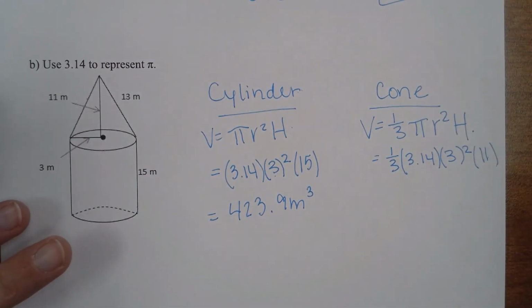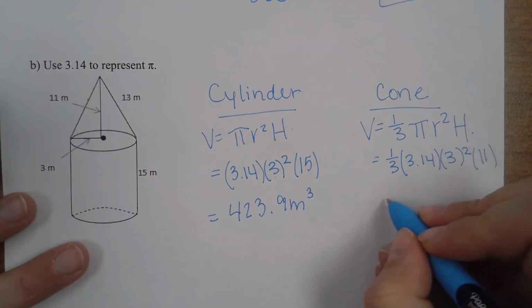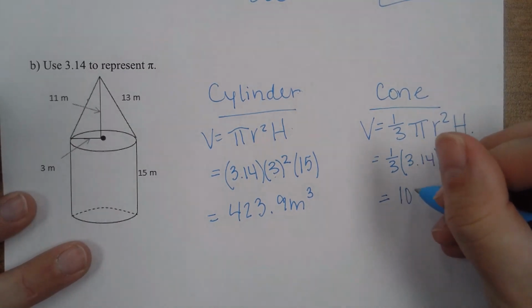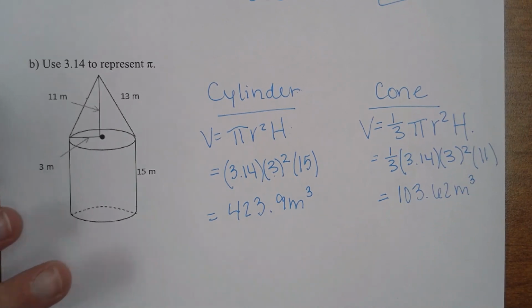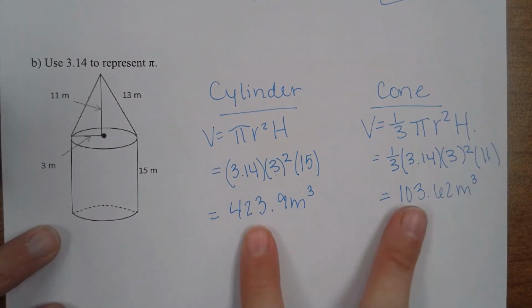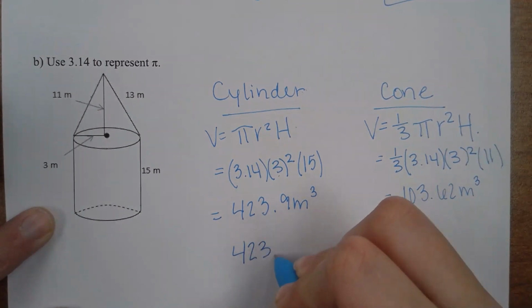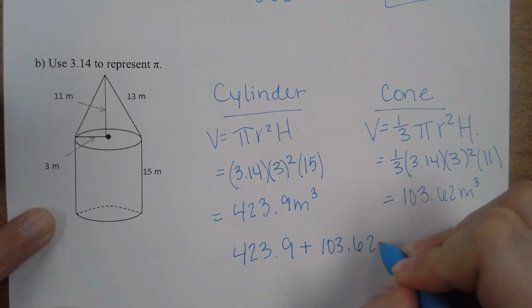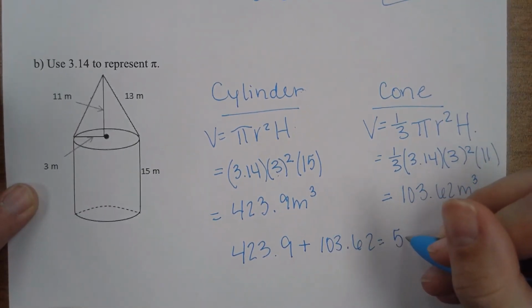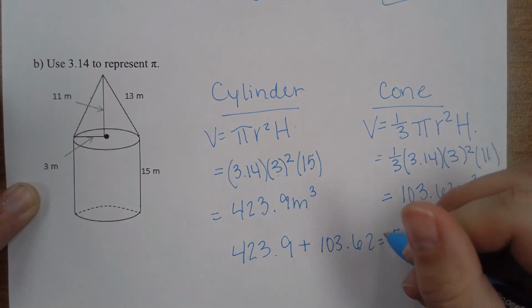All right, and then again, we're just multiplying. So 3 squared is 9 times 11 times 3.14 times a third is going to give us a volume of 103.62 cubic meters. All right, so then once you get your two volumes, the last step is to just add them together. So 423.9 plus your 103.62 gives us a total volume of 527.52 cubic meters.